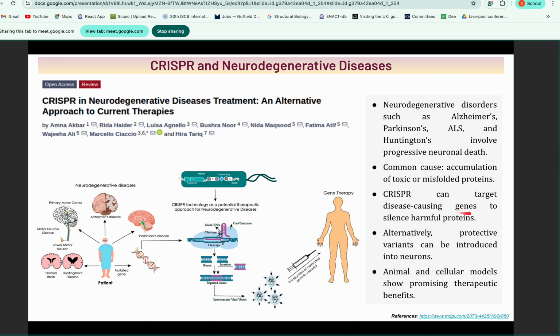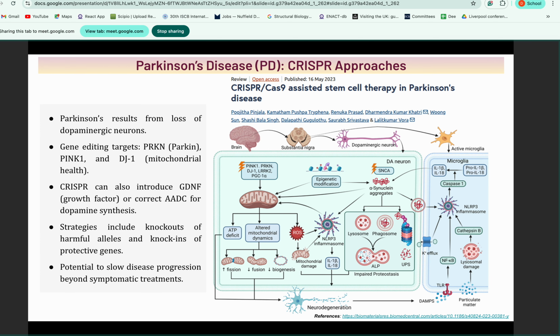CRISPR can target the disease-causing genes to silence the harmful proteins. Those proteins can be silenced using the CRISPR-Cas9 system. Alternatively, protective variants can be introduced into the neurons. Animal and cellular models show promising therapeutic benefits. Because we have seen this in animal systems, we can use this gene therapy comfortably in humans also, to treat these neurodegenerative disorders.